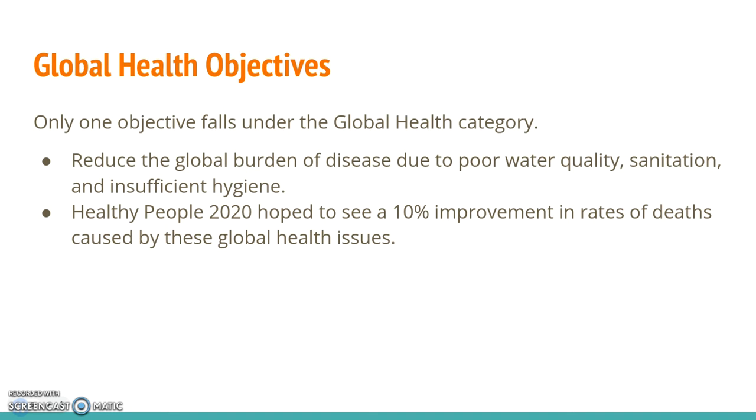So there's only one objective that falls under the global health category, and it's a pretty big goal. It's reduce the global burden of disease due to poor water quality, sanitation, and insufficient hygiene. Healthy People 2020 hope to see a 10% improvement in rates of deaths caused by these global health issues. The last time they did this study, there was almost 2 million people dying because of these health inequities, and Healthy People 2020 hope to see a 200,000 person reduction by 2020.